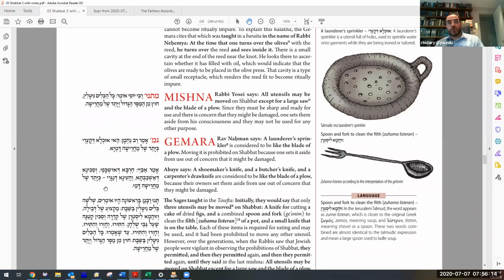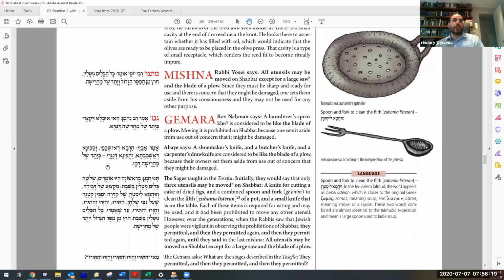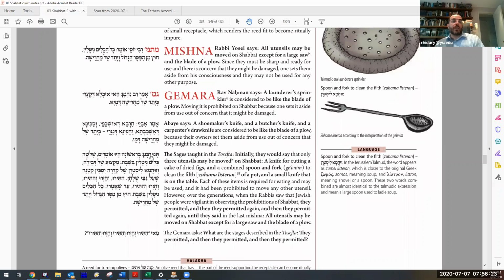Also, shoemaker's knife, a butcher's knife, a carpenter's knife. These are all specialty tools, and you wouldn't use them for anything else. So therefore, they're like the plow.